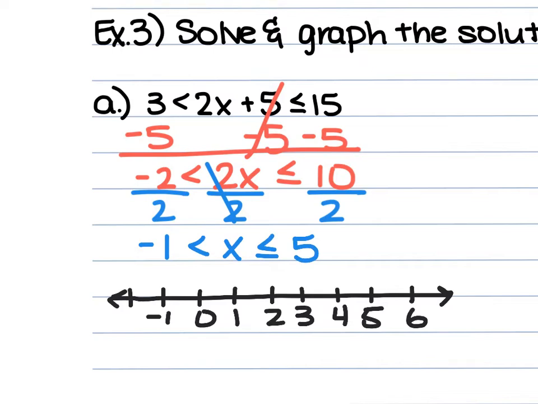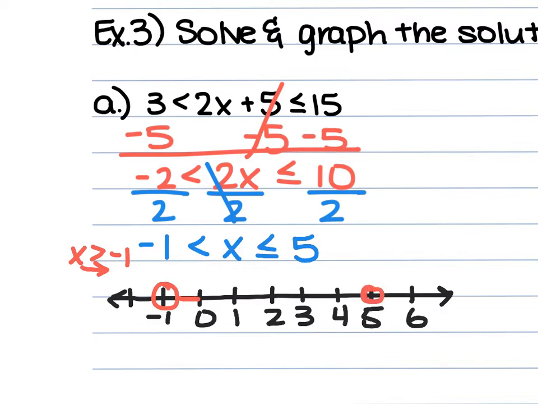Okay, and we're going to look at that -1. It says that x is greater than -1. So that circle is going to be open and that line is going to go inward. You have to look at this as two separate ones. Like I said, you can rewrite it as x is greater than -1. That sign points to the right, so the line's going to go to the right.